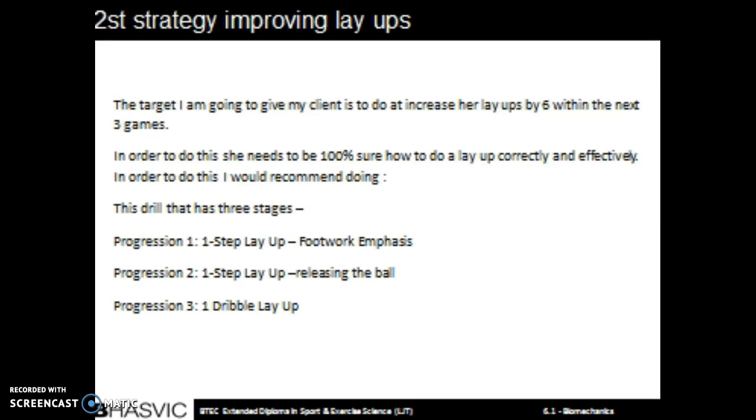So the first step would be just a 1-step layup focusing on your footwork, and then it would progress to a 1-step layup but working on releasing the ball, and then the third step would be adding a dribble into the layup.